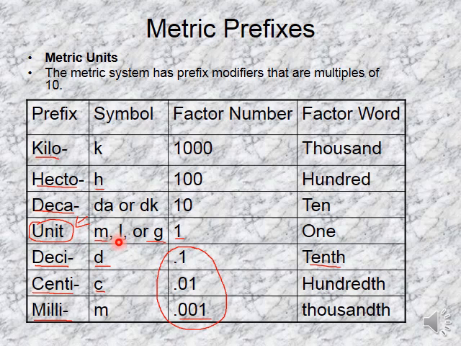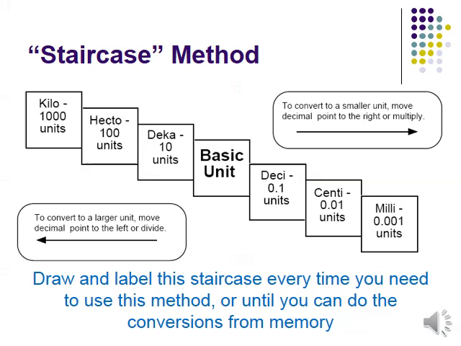Meter, liter, or gram. And if you go above the unit of measure, we start counting up in values of 10. Deca is 10. And if you multiply 10 times 10, what do you get? 100. Well, that's what your hecto is. It's 100 times the base unit of 1. And kilo, like kilometer, is 1,000 times the base unit of 1.